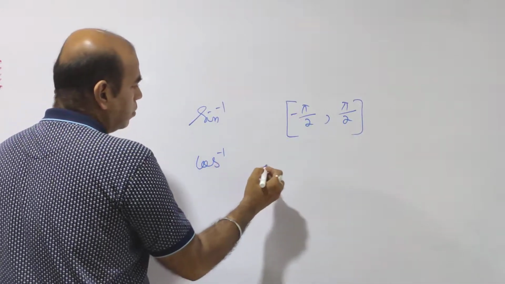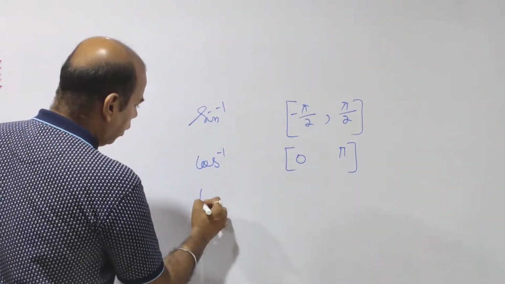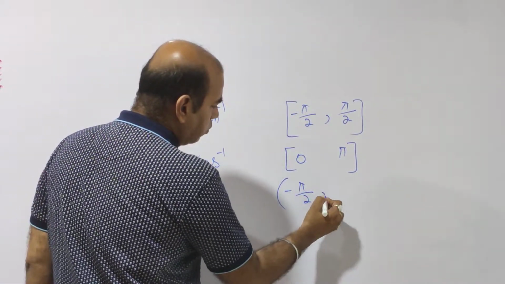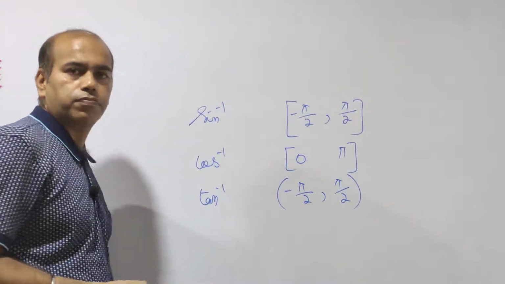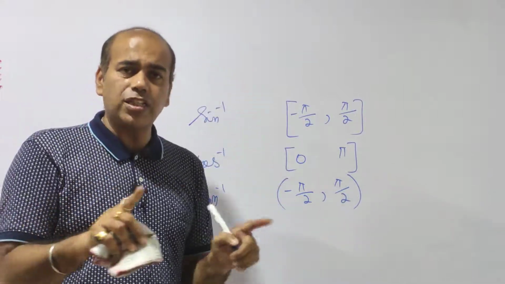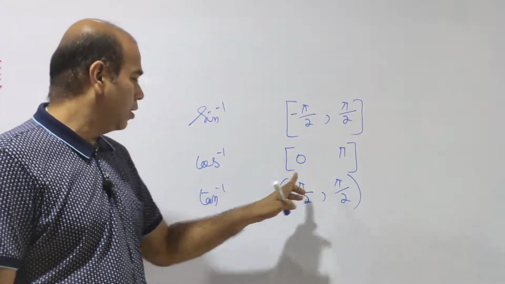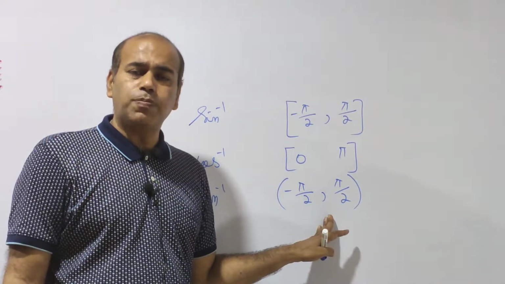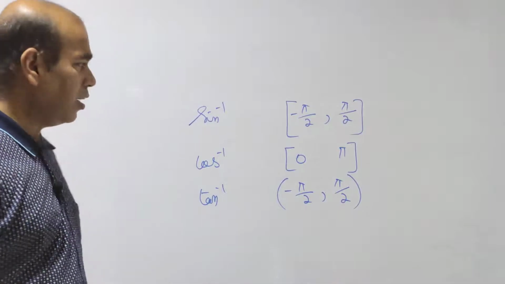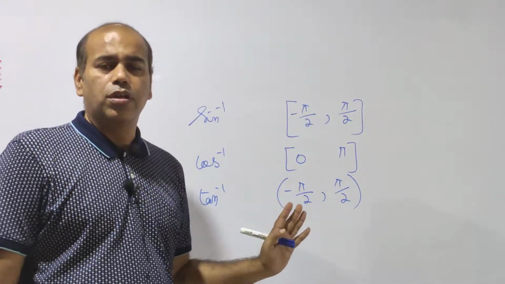Cos inverse is defined on the closed interval 0 to pi. If it is tan inverse, it is the open interval minus pi by 2 to pi by 2. So sine inverse is possible only between minus pi by 2 to pi by 2, and cos inverse is possible between 0 to pi, and tan inverse is possible between minus pi by 2 to pi by 2, but it should be an open interval.